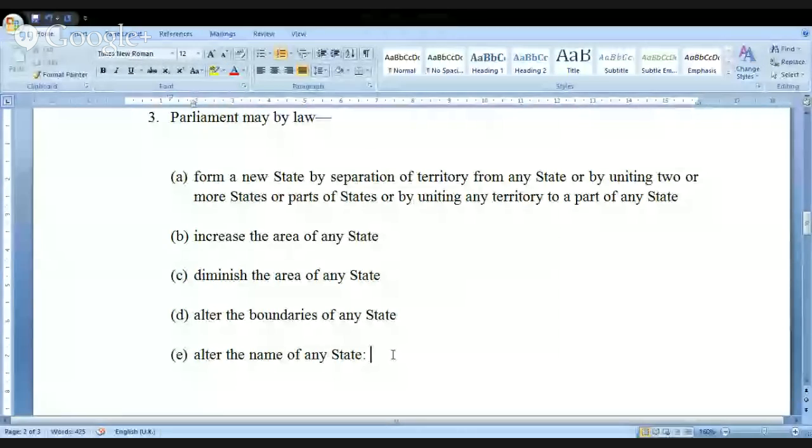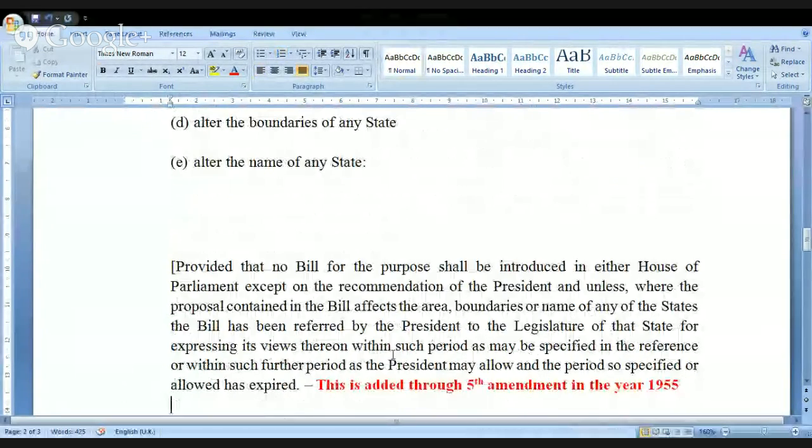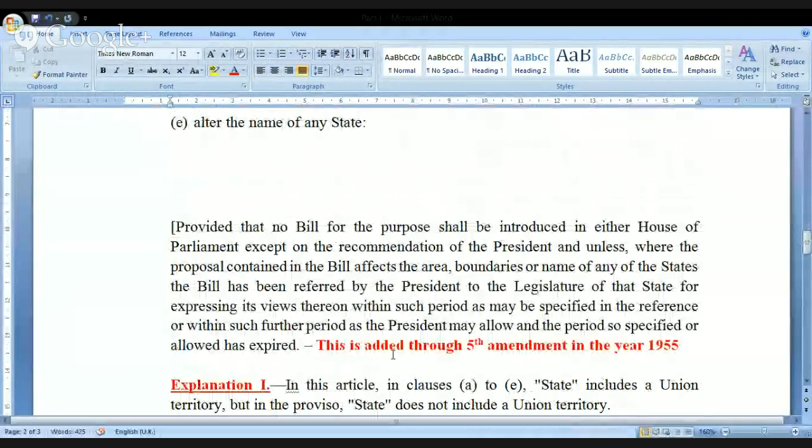Now I'll go to the next one. Now look at this. How exactly is the parliament doing all these things? We have some point here. Look at this. One important point.